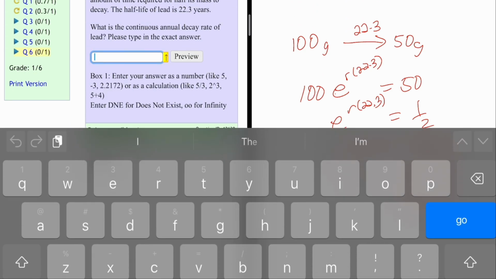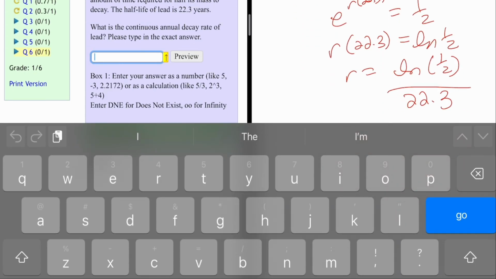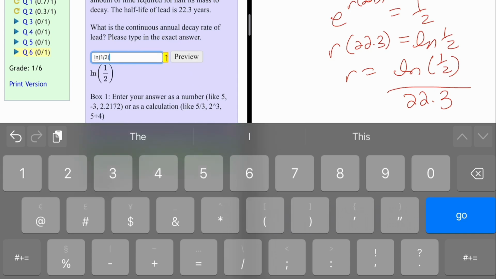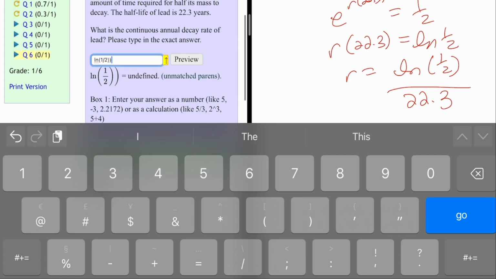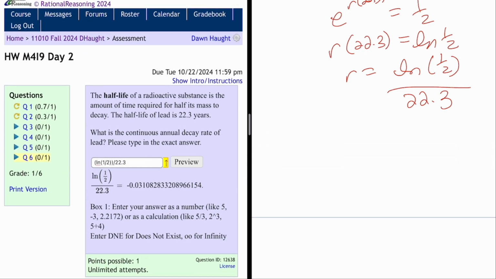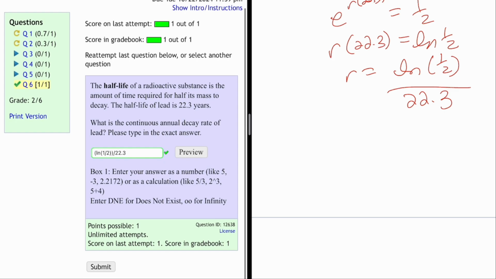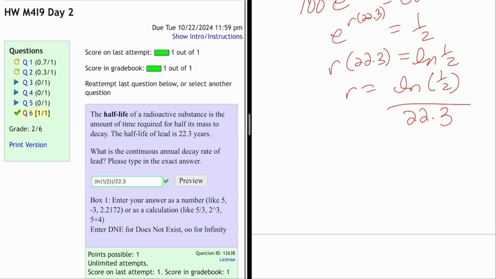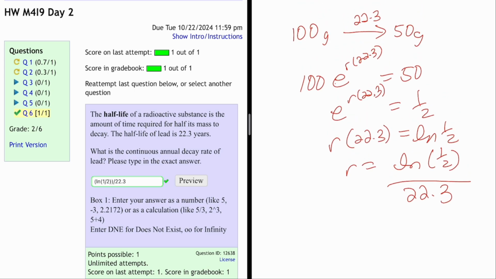Now it says to type in the exact answer. So that's exactly what I'm going to type in: the natural log of 1/2, let's put parentheses around the entire thing, and I'm going to divide that by 22.3. And there we go. So there is the homework for 4.9 day 2.